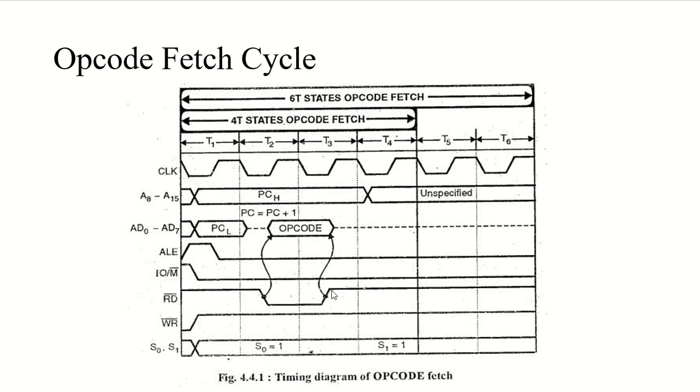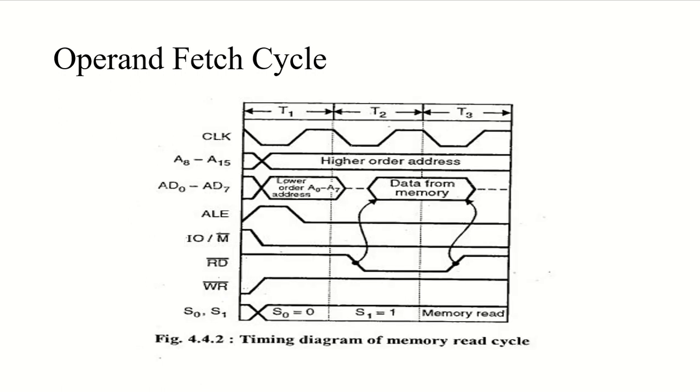And if we go from T5 to T6 stages, what will happen? Whatever is remaining to complete the decoding, and some operations inside the 8085, will take place, right? And the operation will be strictly based on whatever instruction is given to it. Then we have the operand fetch cycle. I'm going a little bit quick because we don't have the time luxury over here.